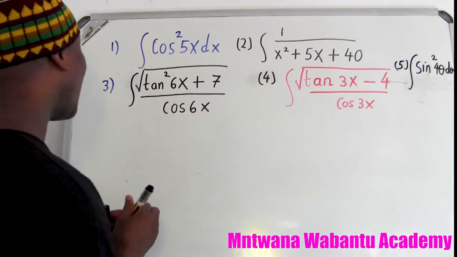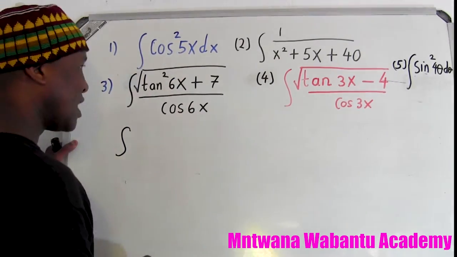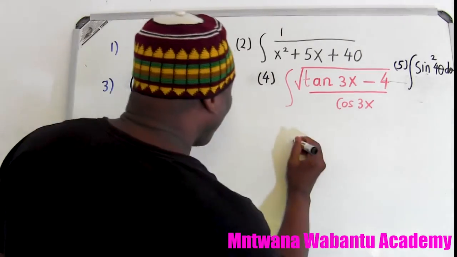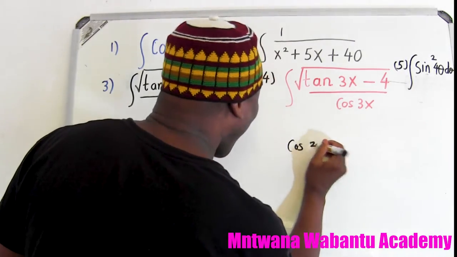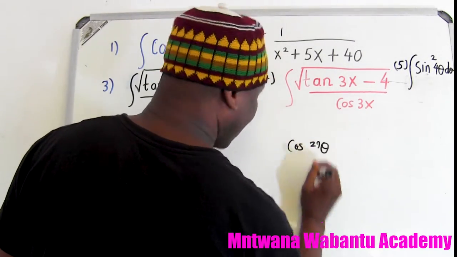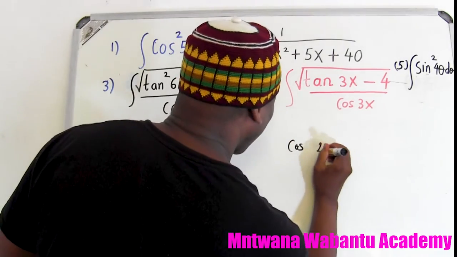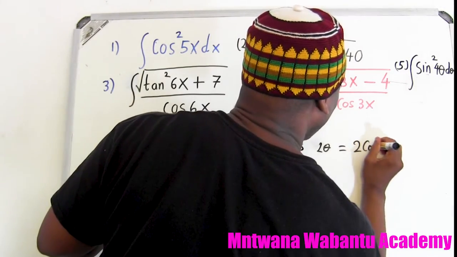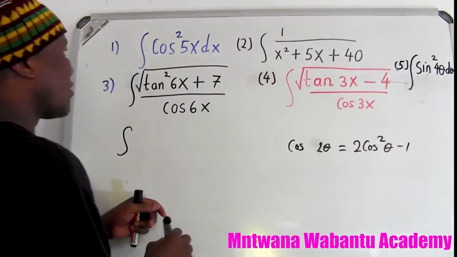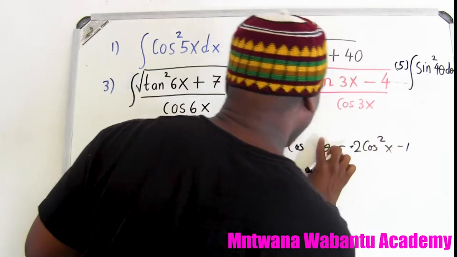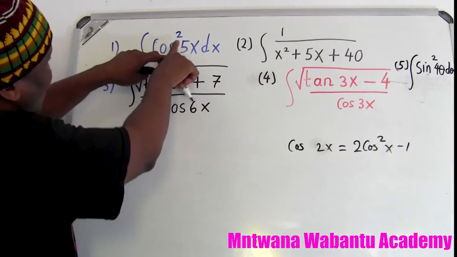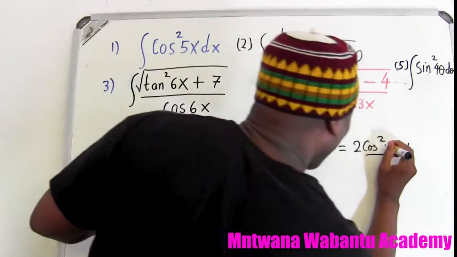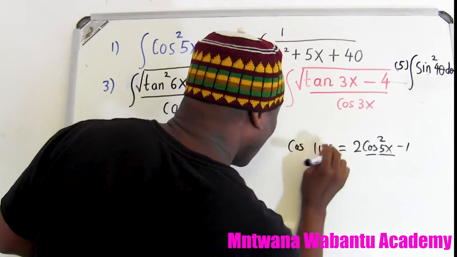So the first question is the integral of cos squared of 5x. This is a trig double angle. In the double angle, if I want to substitute cos squared, I know that cos of double theta, or double x, equals 2 cos squared theta minus 1. Since I want cos squared with that angle, if this is 5x, then this is going to be 10x, because it's 2 times that.